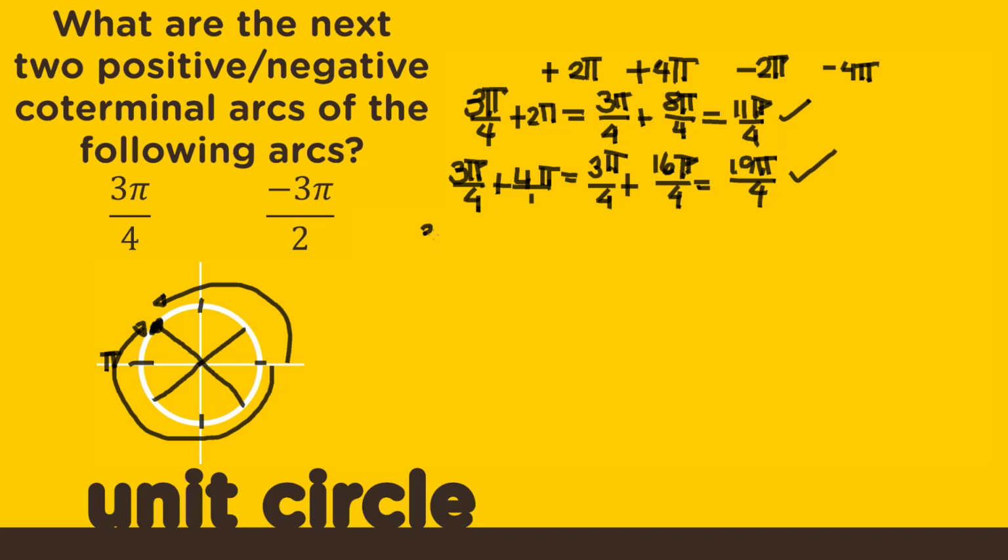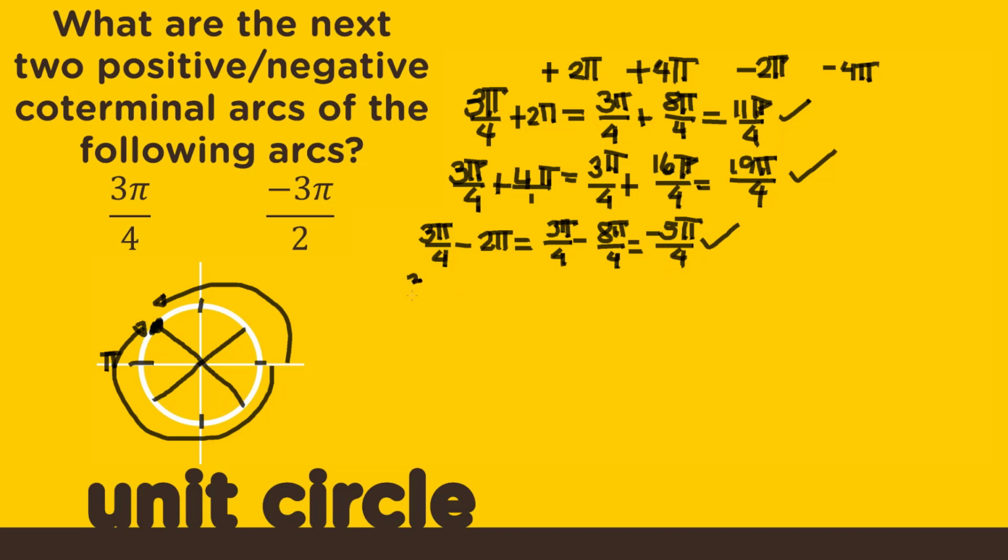For the negative, we just simply subtract. So 3 pi over 4 minus 2 pi. 2 pi, in terms of 4, is 8 pi over 4. So you have 3 pi over 4 minus 8 pi over 4, which gives negative 5 pi over 4. Let's find out. Since it's negative, we're going to move clockwise. 1, 2, 3, 4, 5. So negative 5 pi fourths has the same terminal point as 3 pi over 4.